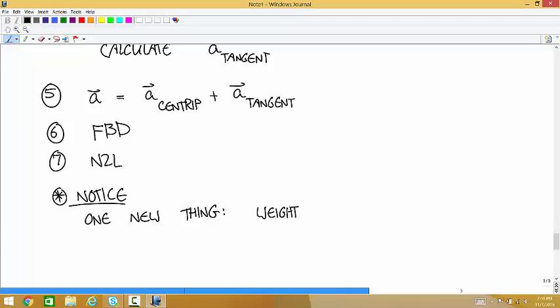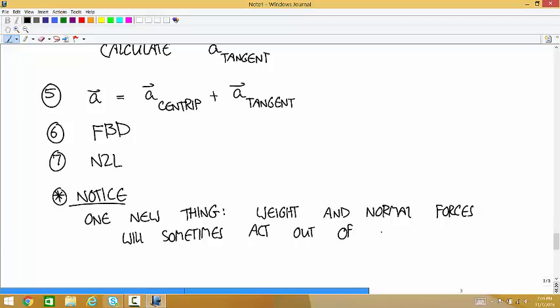It's usually going to be weight and normal forces. So weight and normal forces will sometimes act out of our chosen plane, and then won't appear in our equations.